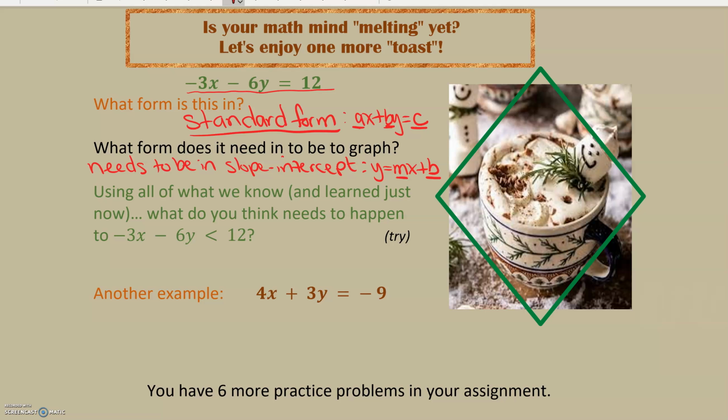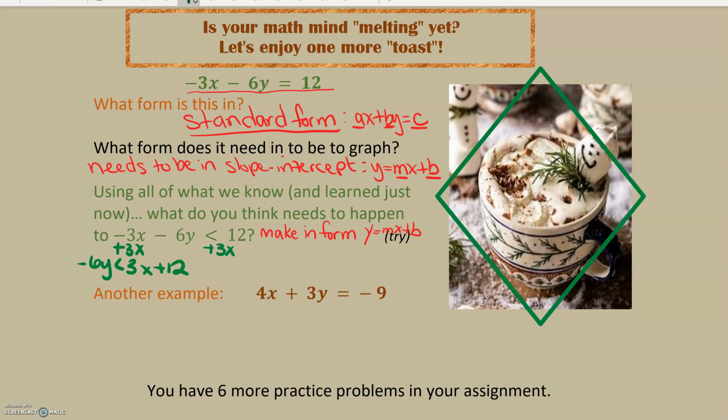So that is stuff that we have already learned. We have gone through that. We have manipulated them. We have used that key knowledge when we were solving systems of equations. So using all of what we already know, plus what we've already learned with our inequalities, what do you think needs to happen to negative 3x minus 6y is less than 12? Pause the video, take a moment, and write it out. Try something. What do you think needs to happen?